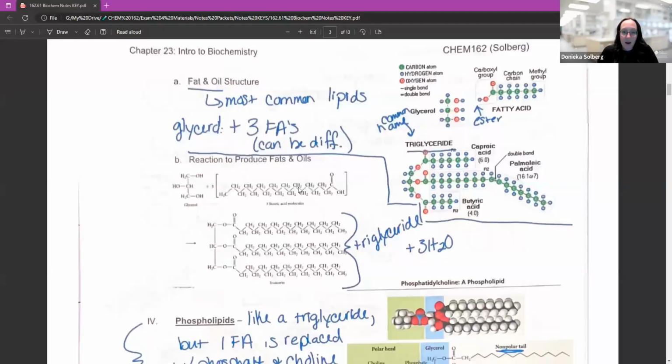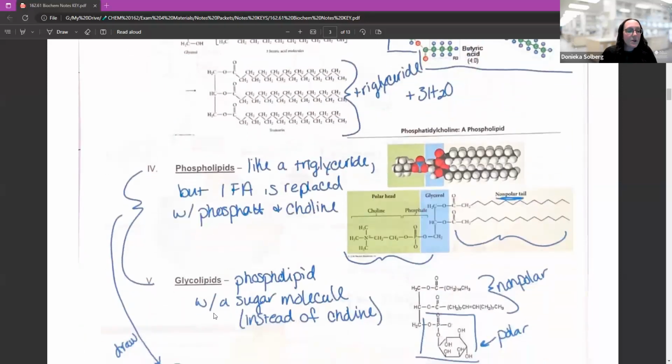On to a couple other types of lipids. I've got phospholipids and glycolipids. These 2 groups go together because instead of having 3 fatty acids, they only have 2 fatty acids attached to them via an ester linkage, and then they have something else on the 3rd alcohol group. So it's like a triglyceride, but one of the fatty acids is replaced in a phospholipid with a phosphate and a choline.